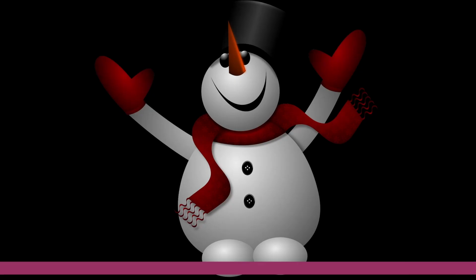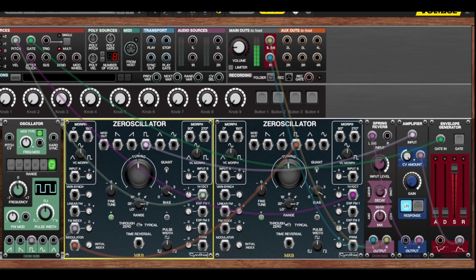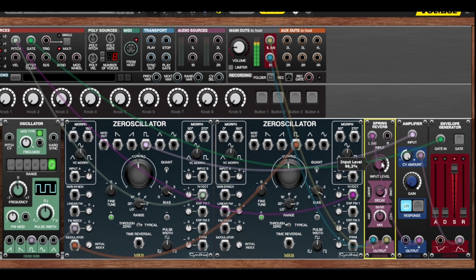Hooray! We have reached the end of this part of theory, but there is more to come in this video, and we can do a bit of patching and exploring the Zeroscillator again. Let's make some noise. I insert a spring reverb to make it all a bit more interesting and switch from typical to through zero FM.